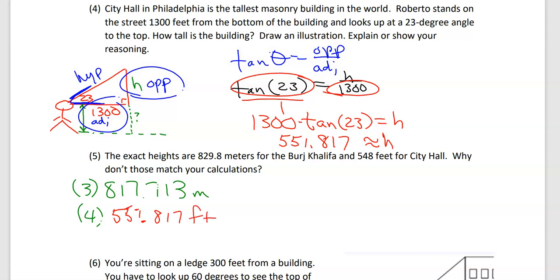Now, the one thing that's being asked here in problem 5 is that they're actually giving you the exact answers to both problems. And you'll notice that our answers and the actual answers are off. So why don't the answers match up? Why don't the calculations give us the same answers? So I'll turn the video off, write out your answers, and then turn the video back on when you're ready to continue.